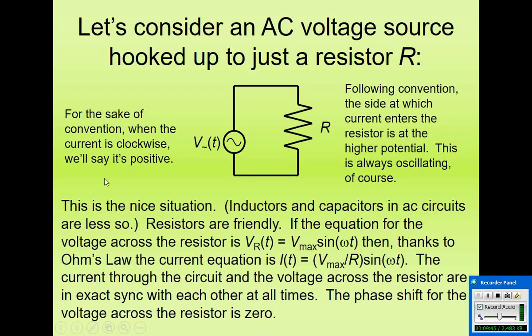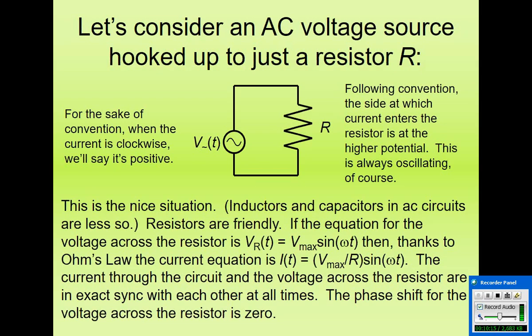Let's start by looking at just a resistor hooked up to an alternating voltage source. And you can see the circuit diagram there and the representation for this alternating voltage source with kind of a sine wave in a circle, and a capital V to represent the fact that this is a voltage source. This is the friendly one. This is the nice one. We'll be looking at an inductor and a capacitor. Those won't be so nice.